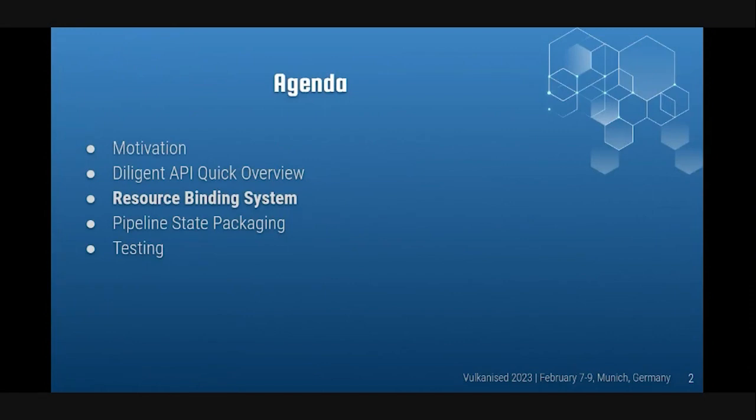Here's what I would like to cover today. I will start with the motivation and give a quick overview of the API. The main topic I would like to cover today is the resource binding system. Of all the APIs that we support, I think that resource binding is actually the area that differs the most between all of them. And I think in Diligent, we managed to find a good balance between flexibility and an approach that supports all the APIs well. I will also talk a little bit about the offline state packaging tool that we implemented and about the testing.